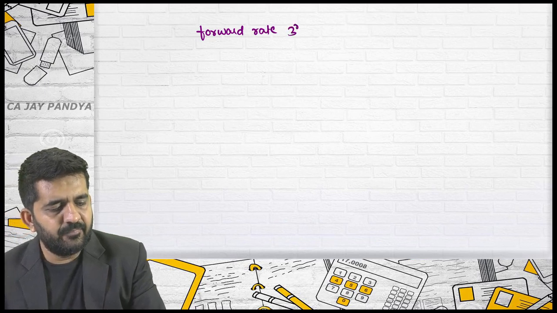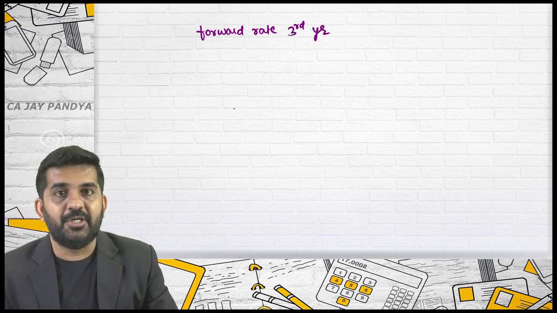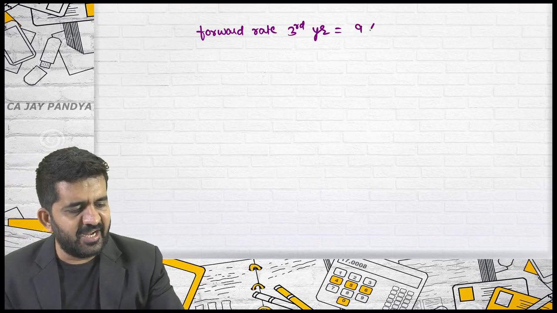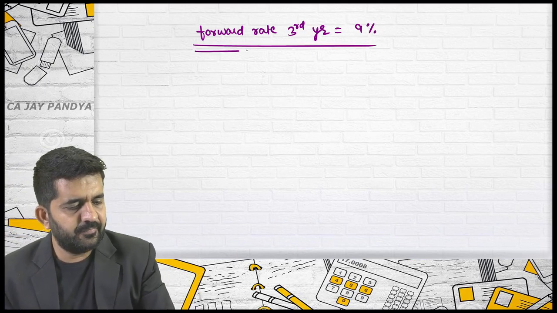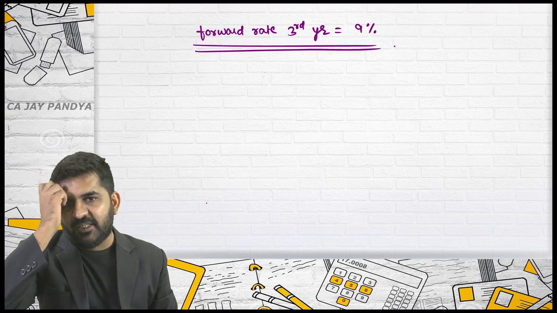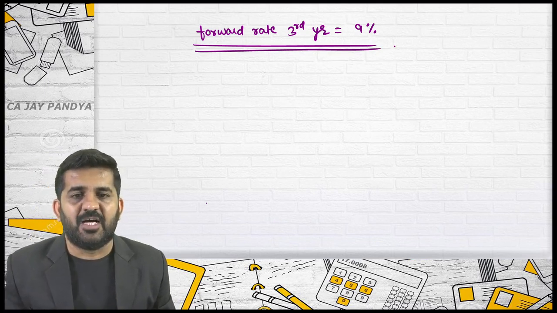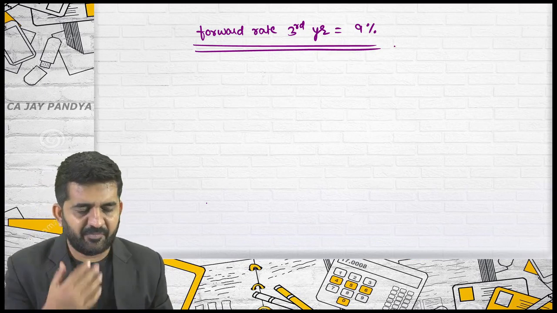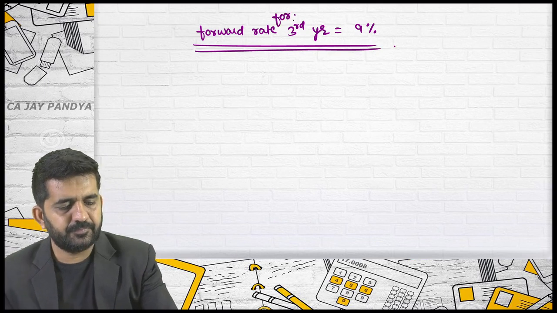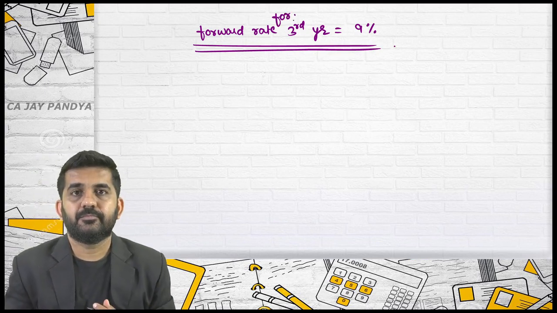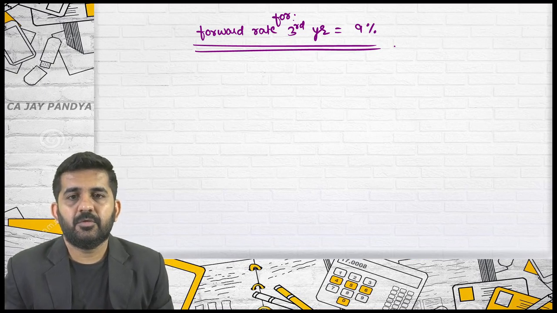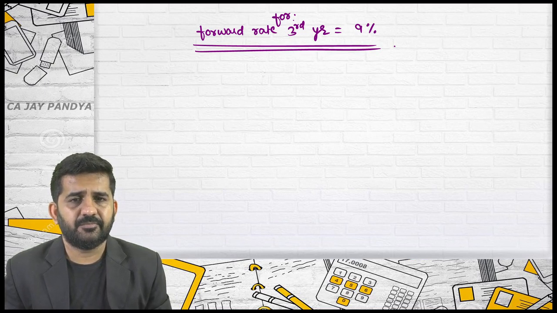What is a forward rate? Is it alright? If I tell you this, forward rate for third year is 9%. Can anyone explain me this? The person who will put the first mic on will answer. Sakshi has put on the mic first. Yes, Sakshi will answer.